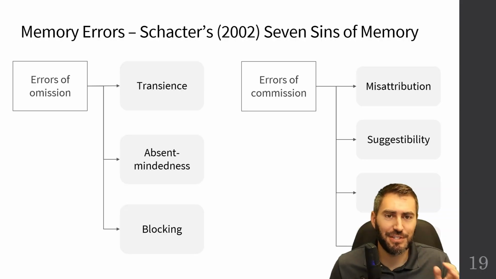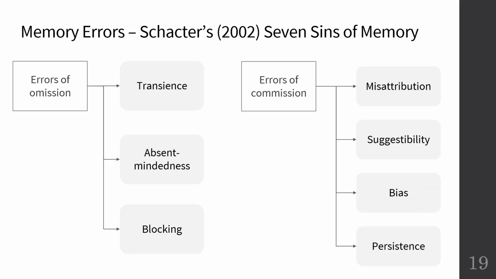All right, in this last section of the chapter, we're really going to talk about forgetting, or generally memory errors, and how those might take place. So, we're going to talk first about some memory errors, and specifically Schacter's seven sins of memory.